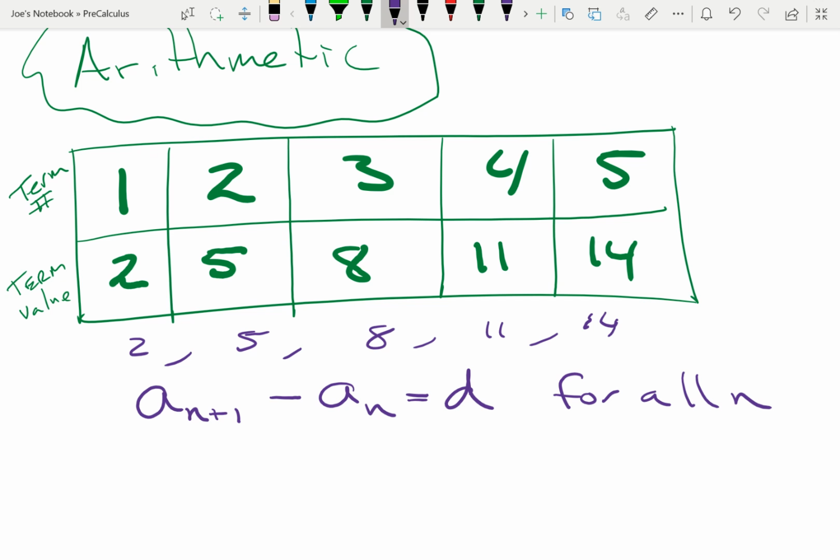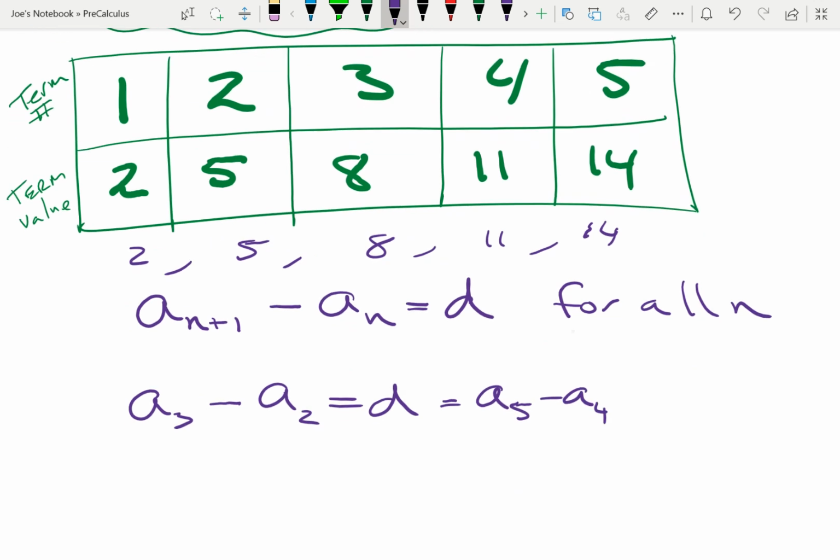a sub n plus 1. What that means is any term. So I'm going to pick a sub 3 minus a sub n. a sub n plus 1 minus 1. So look what I'm saying. I'm saying a sub n plus 1 minus 1 is a sub n. So a sub 3 minus a sub 2 would equal the difference, and it would also equal a sub 5 minus a sub 4. So let's check that works.